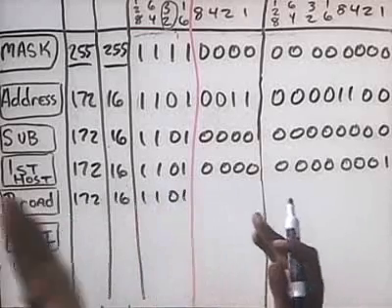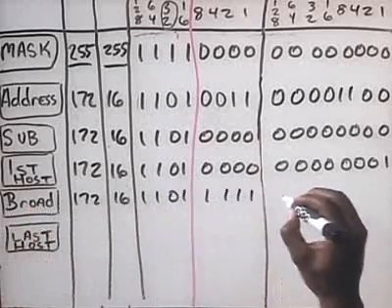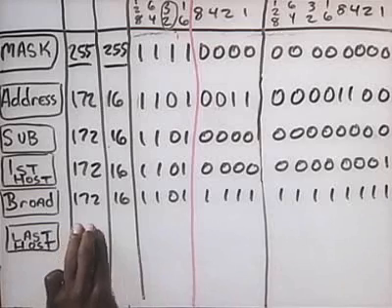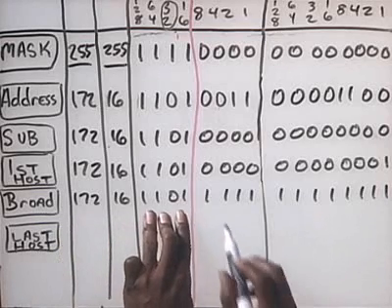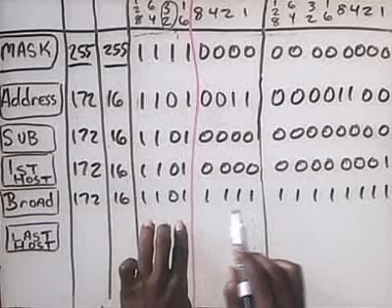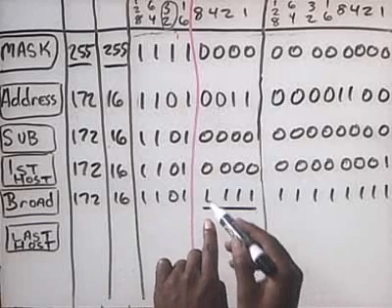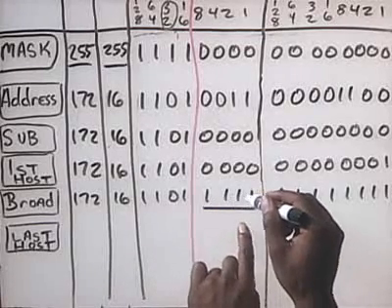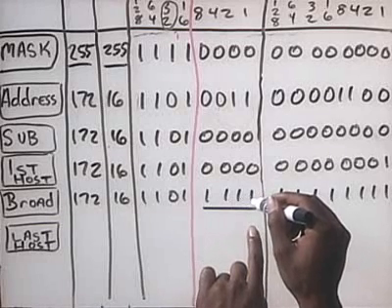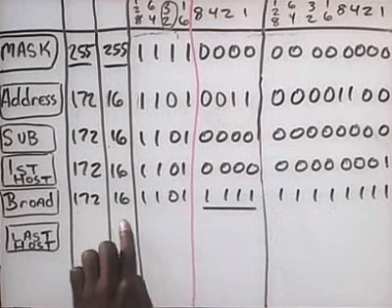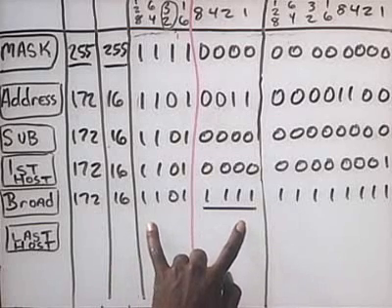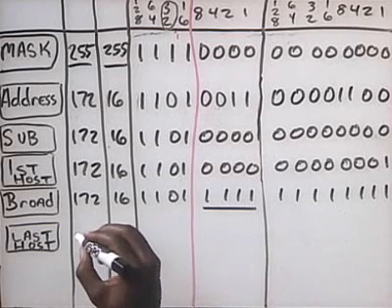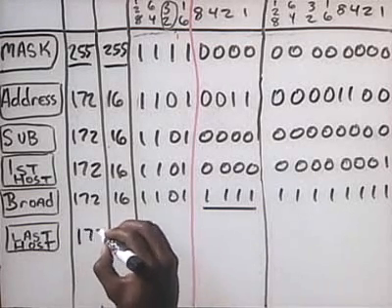Then the broadcast address: the rule here is set all host bits to 1. So we'll leave everything the same to the left of the line, and we'll set all of our host bits to 1. And that gives us 172.16, and we add 208. We take the 208 and we add the rest of this here. 208 plus 8 is 216, 220, 222, 223. So the broadcast address is 172.16.223.255.